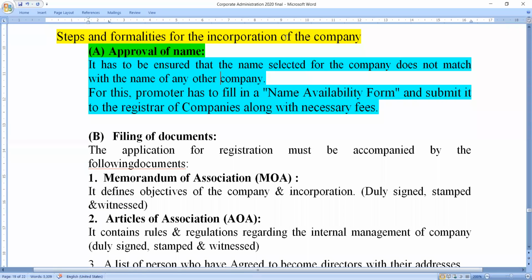We have to select the right name for the company. The name of the company must represent the company's activities, based on the nature of the company, the size of the company, and the objectives of the organization. For this, the promoter has to fill in a name availability form. It is very, very essential for getting the name approval.